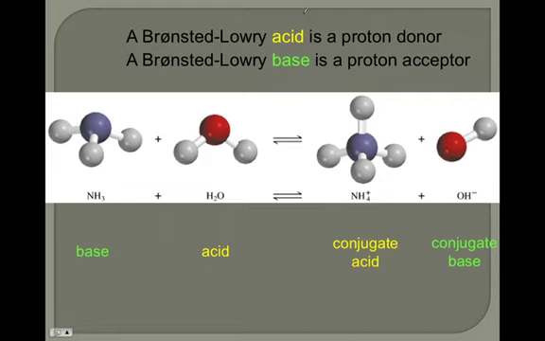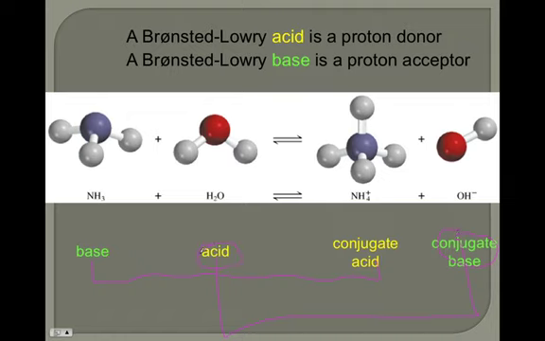All right, so since there's this proton donor, where did the proton go? The proton went from here on to here. So if we look at the pairs, a base is paired with its conjugate acid. The difference is we're going to add an H+. Whereas an acid is paired with its conjugate base. The difference between this and this is an H+.